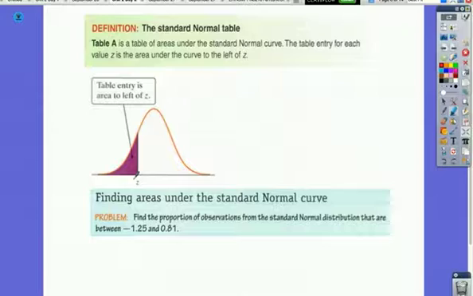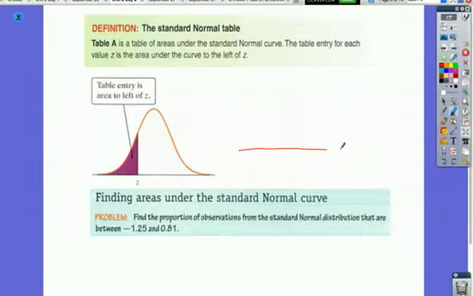The big thing about the numbers that you see on that table is they are the area to the left of whatever you looked up on the table. So you are going to look up what z is, and you are going to get the area that corresponds to that particular number on the table. So I'm going to show you an example of that with this problem. Find the proportion of observations from the standard normal distribution that are between negative 1.25 and 0.81.